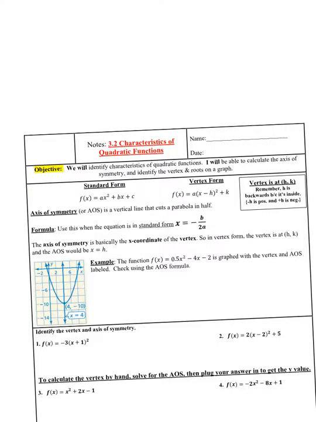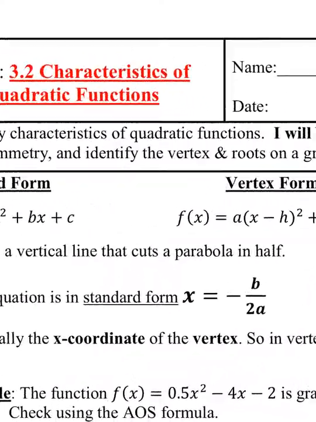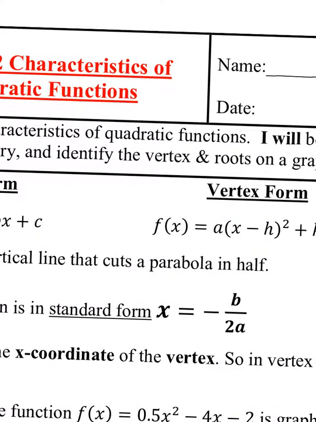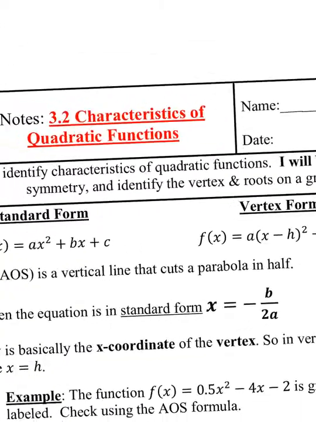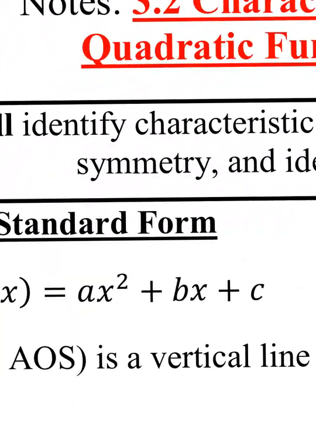If it's in standard form, you use this little formula, x equals negative b over 2a. So what do I mean by negative b over 2a? Negative of the middle number divided by 2 times the front number. Front coefficient, I should say.